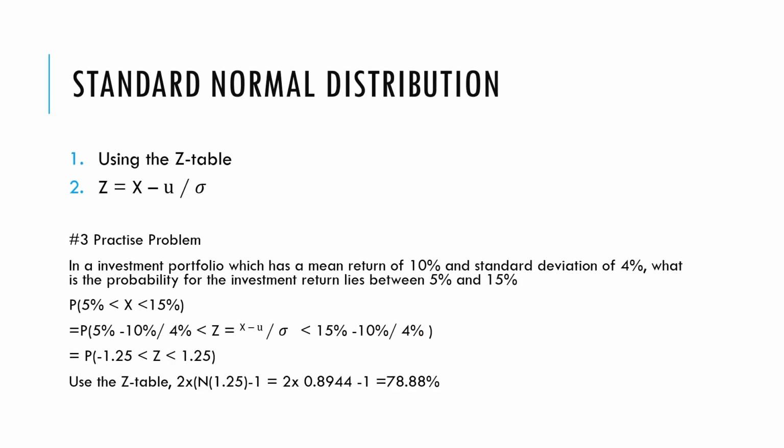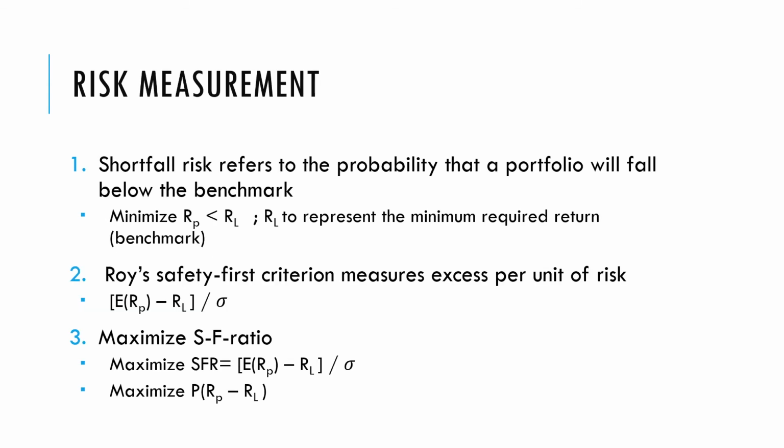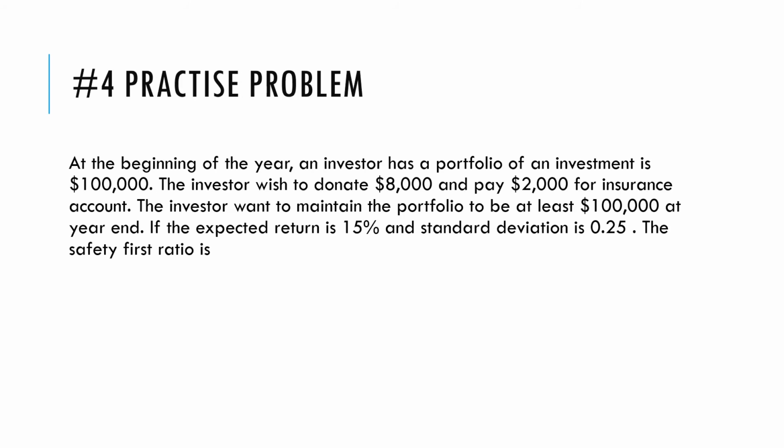This slide illustrates the formula to calculate z-score and the practice problem. In addition to the Sharpe ratio, which was discussed earlier, there are also other risk measurement ratios such as Roy's safety first criterion. In this practice problem, it is to solve the safety first ratio.